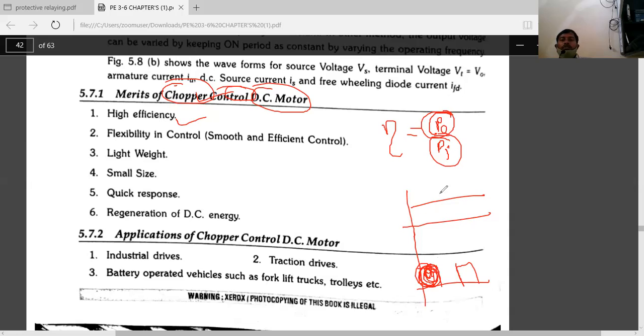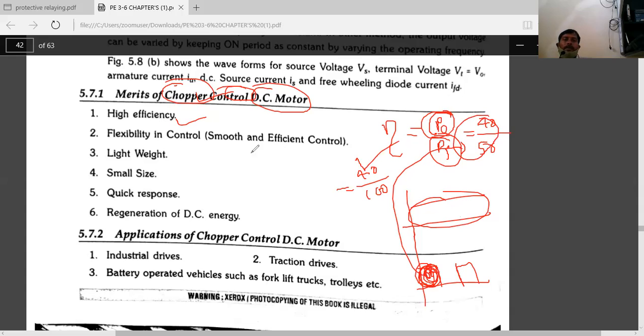For example, if the input is 50 and output, let us assume, is 40, this is 40 by 50, so we are utilizing 80%. Again, for example, output is 40, and if you use the total 100%, this will be like this. So here efficiency is less, and here efficiency will be more.